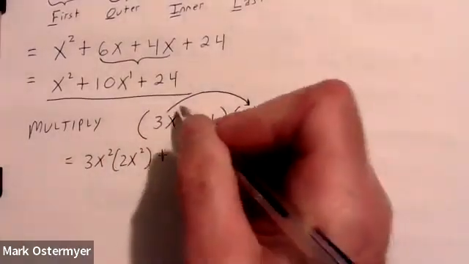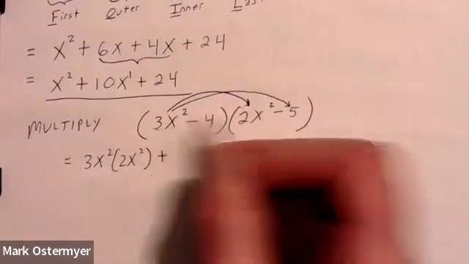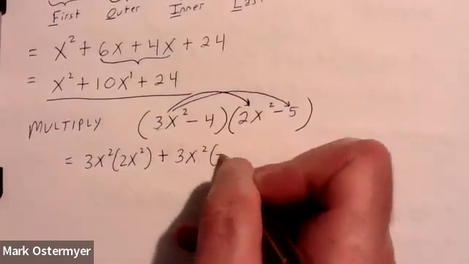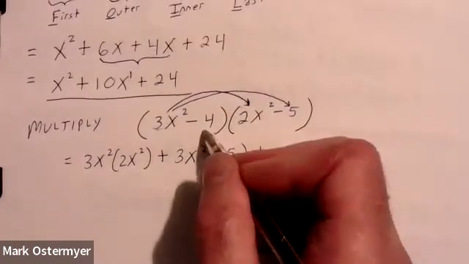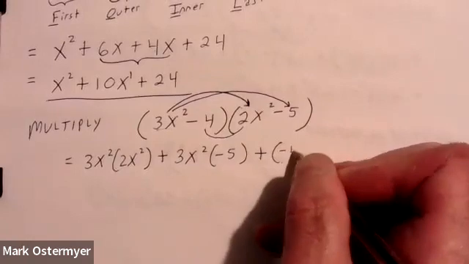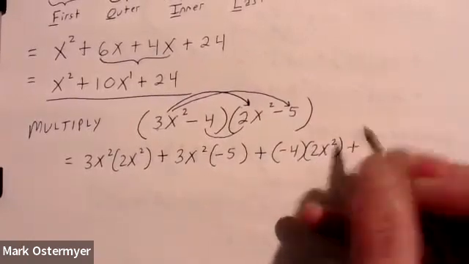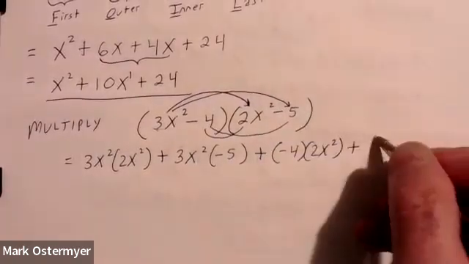Plus, I'm going to multiply my outer terms together. 3x squared gets multiplied by a negative 5. 3x squared times a negative 5. Plus, multiply the inner terms together. Negative 4 multiplied by 2x squared. Plus, then we multiply our last terms together. Negative 4 multiplied by negative 5.